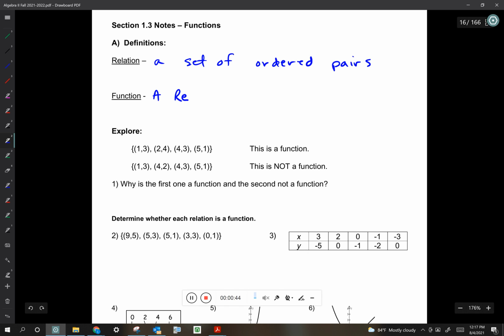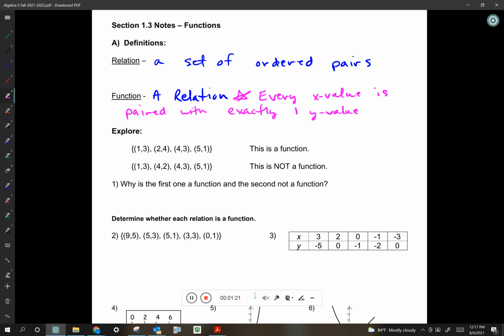So it is a relation, which means it is a set of ordered pairs. But the key to what makes this a function is that every x can go to exactly one y. So every x value is paired with exactly one y. If it's more than one y, then it's not a function. It might still be a relation, but it's not a function.